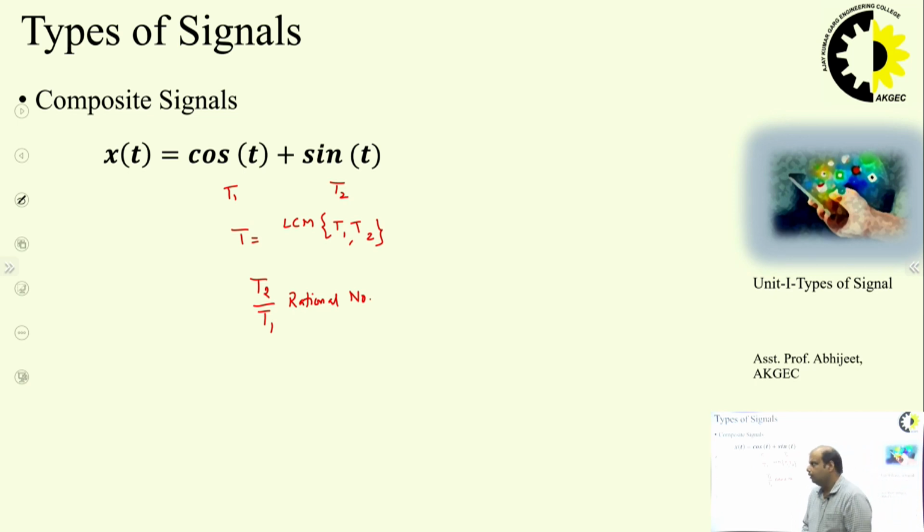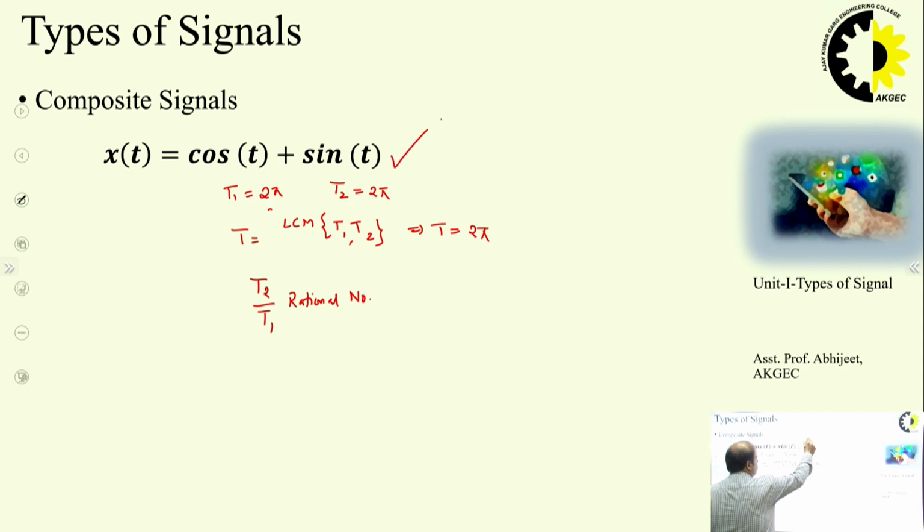Like in this example, it is cos t plus sin t. The values of omega naught for both is 1, and therefore we can write that this T1 is 2 pi. What is this T2? Also 2 pi. So, what is the complete T? 2 pi. The LCM of 2 pi with 2 pi gives me this, and the ratio remains 1, and both are equal. Therefore, the signal is periodic. Since the ratio of the two individual fundamental periods is rational, the overall signal is periodic, and the fundamental period is 2 pi.